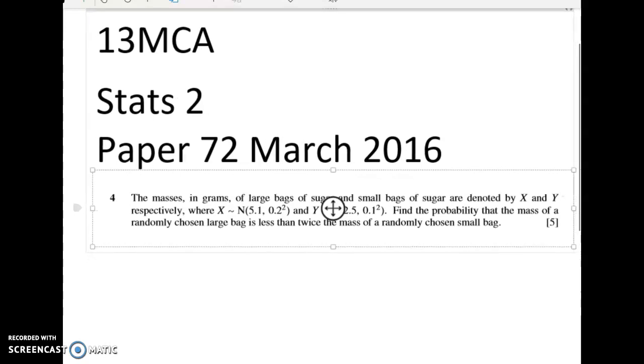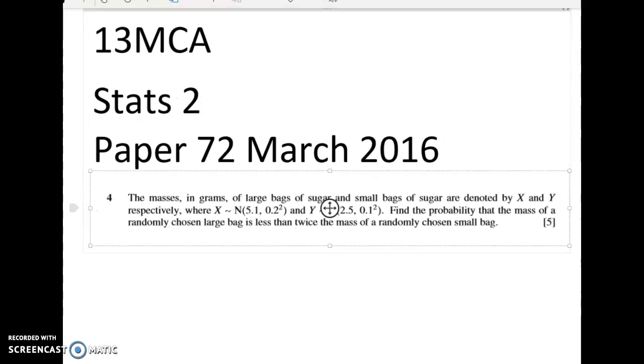The question I'm doing first here is very, very similar to some of the ones we've done in class, and I've put it on the first page so we can have a look straight away. We've got two kinds of sugar bags with different weight distributions. They're both distributed normally, and we have to find the probability that the mass of a randomly chosen large bag of sugar is less than twice the mass of a randomly chosen small bag of sugar.